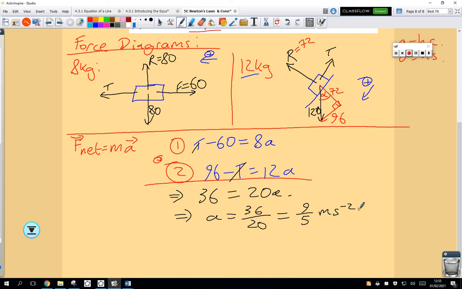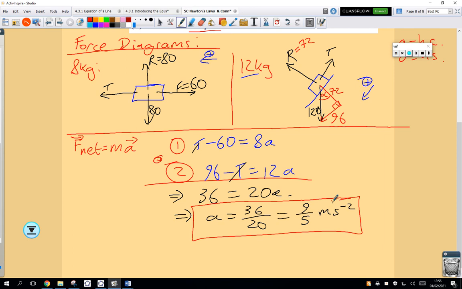Of course, it's all approximate based on the fact that I've approximated g to be 10. It wouldn't be exactly quite that. So a is equal to 9/5 meters per second squared. That's what we're looking at. That's the acceleration of the whole system. And that was part 1.